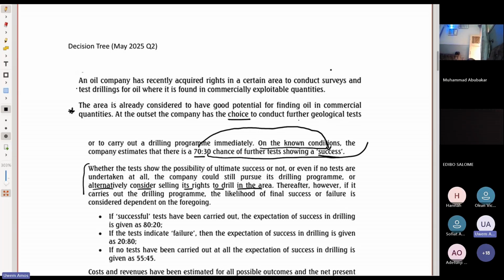So what is the opposite of success? What is the opposite of success? Failure. It's failure. So what that means is that on the known condition, in other words, when it drills the test, we expect it to either be successful or for it to be what? A failure. And there is a 70% chance that it will be a success, and there is a 30% chance that it will be a failure.